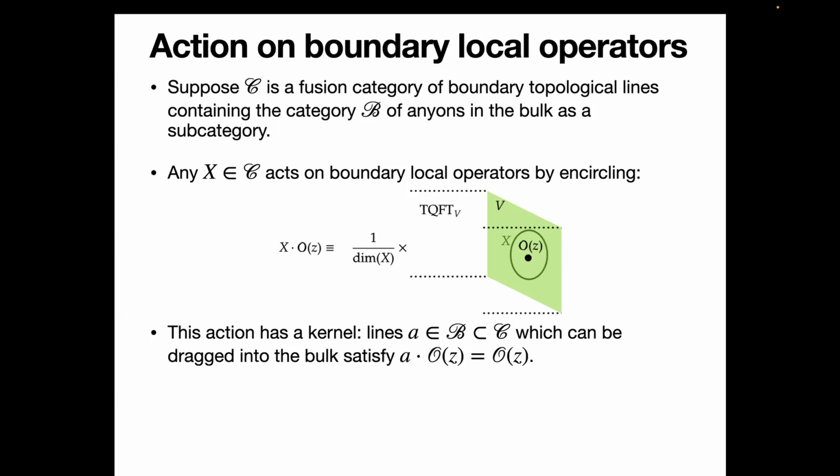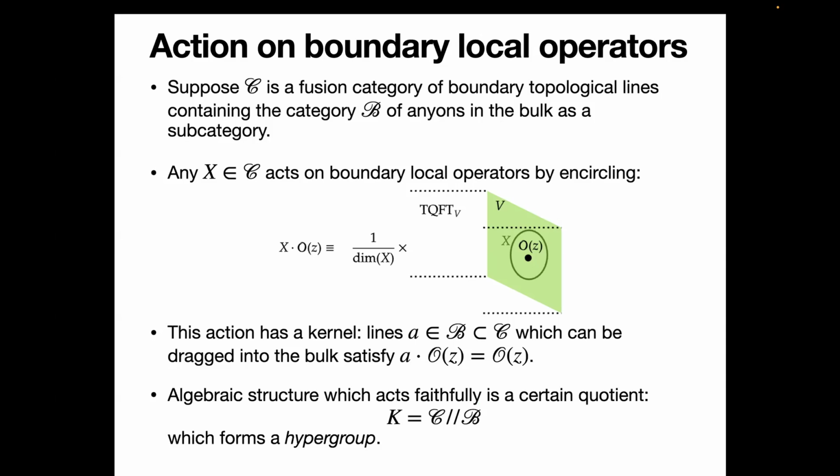Specifically, if you are considering these lines that can be dragged into the bulk, when you drag them into the bulk, you can shrink them to a point, and then you get a factor of the quantum dimension, which cancels this one. And they just act as identity on all local operators. That answers your question about how the bulk lines act. Yes, I think it was your question. Yes, I guess. In some sense, this is the more basic case. Oh, we'll get to the surfaces.